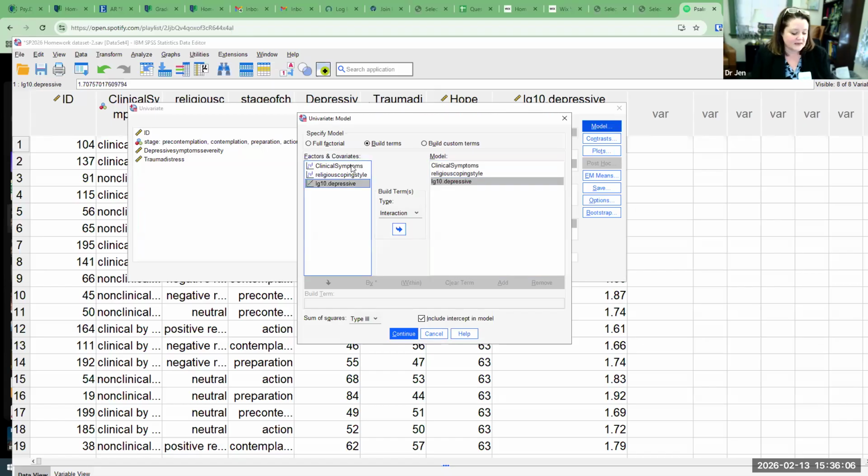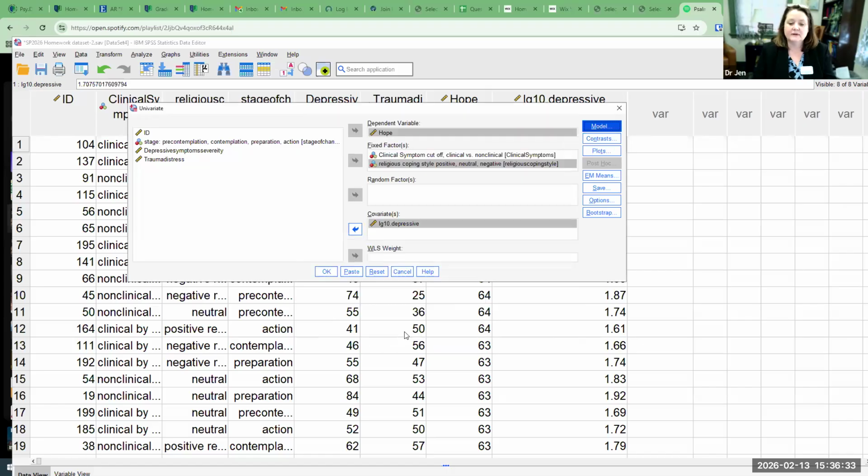Then I'm going to hold down my control key or my little hashtaggy looking key on a Mac and send it over so that it looks like that. It does have to be in that order and it has to look exactly like this or you'll get the wrong answers, right? So we're basically running a little trick on the SPSS. So clinical symptoms, religious coping, LG depressive, and then the interaction of the three with each other, and click continue. We don't need anything else right now because all we really need is the regression slopes. So I'm going to click OK.